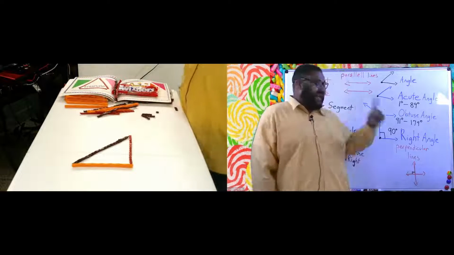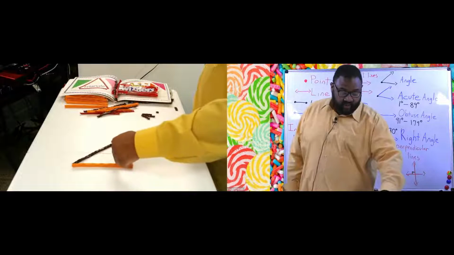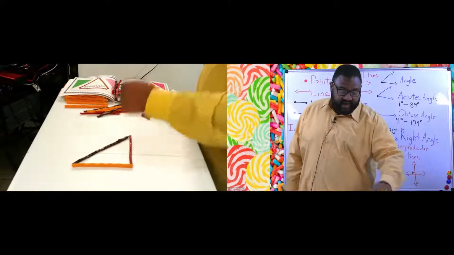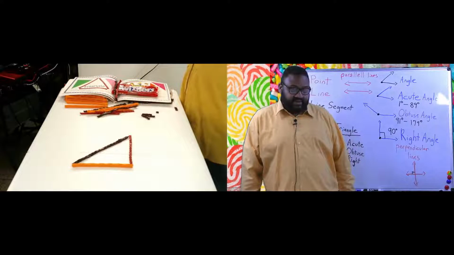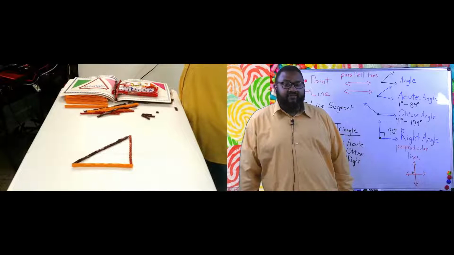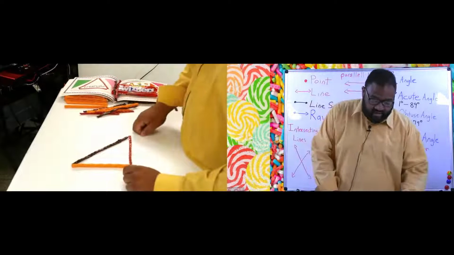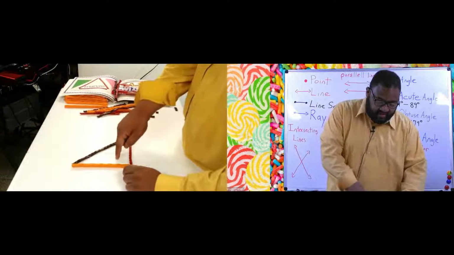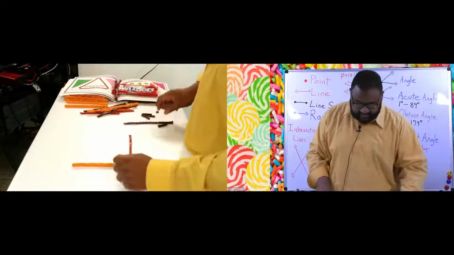As long as it has at least one right angle, it's considered a right triangle. Okay? And if you have a right angle in it, it's called a right triangle. All right? So this is our example here. Okay? I will see, can I switch this over? Can I try something else real quick?